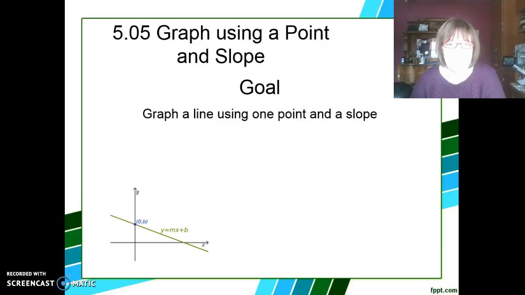Today we're going to look at putting a line on a graph by using just 1 point and the slope. All right, so that's our goal: graph a line using 1 point and a slope.